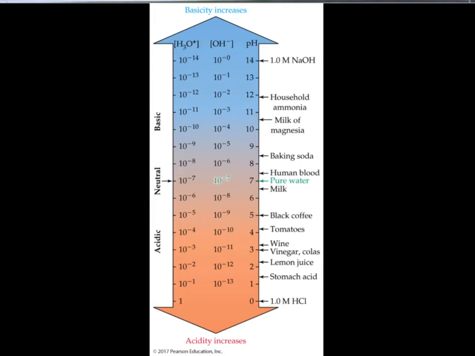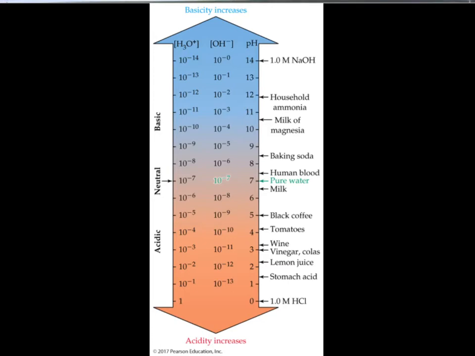So you can see here that the concentration of H3O+ can range pretty wildly. Things that are very basic, like 1 molar sodium hydroxide, will have an H3O+ concentration of 10 to the negative 14th. Whereas things that are really acidic, like 1 molar hydrochloric acid, will have an H3O+ concentration of 1 molar. So that's a range of 14 orders of magnitude. Pure water is going to have 10 to the negative 7th molar concentration in both H3O+ and OH-.